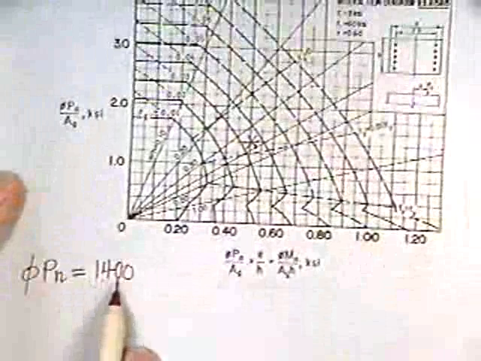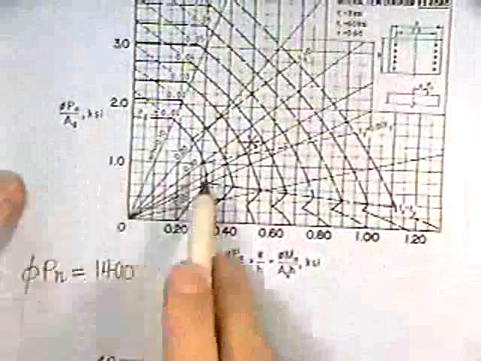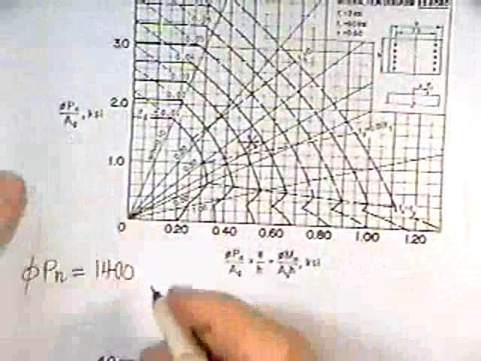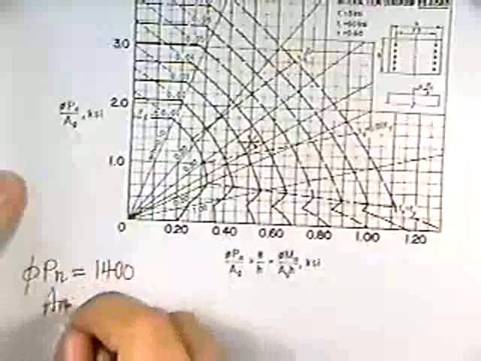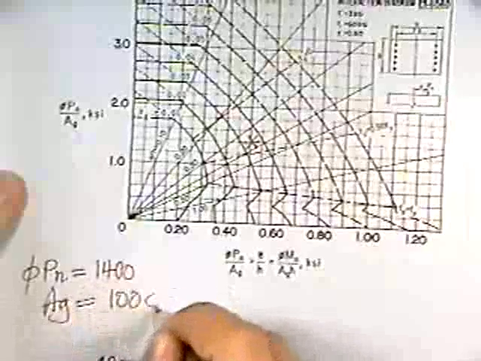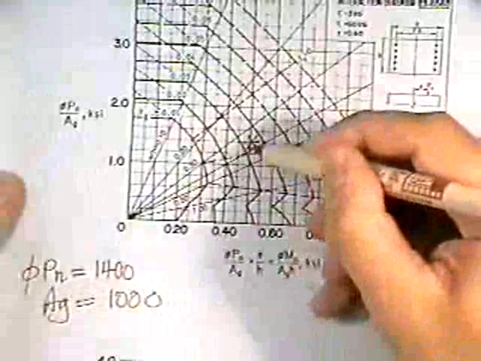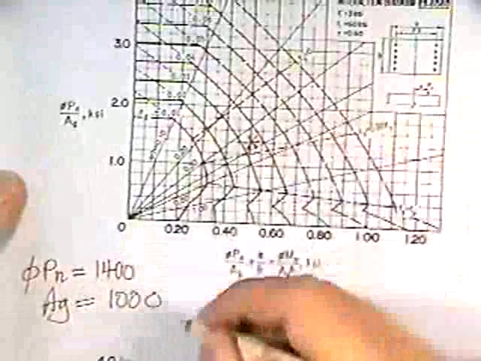So your demand is 1,400, and you want it divided by the gross area. You want that to come out 1.4. So what I'm saying is AG is equal to 1,000. Just 1,000. Okay, that gives me 1.4. That's a 1,000 square inch column you've assumed.